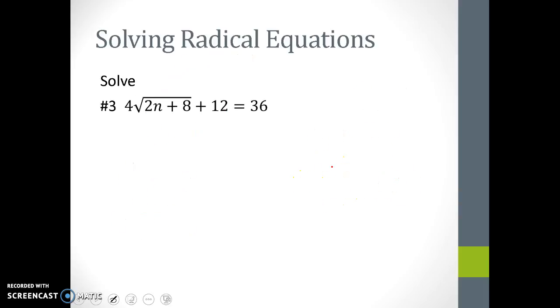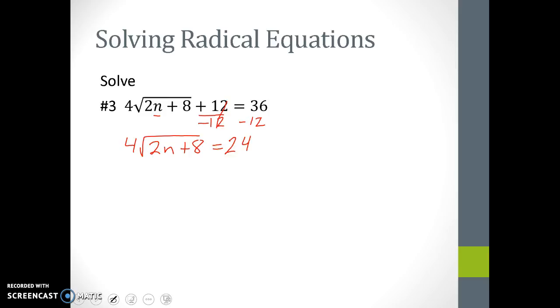Let's take a look at a few more that are a little bit more complicated. Just 2 more actually. Eventually we want to get the n by itself, but we have to work from the outside in, which means we're going to start by getting rid of adding 12. So I'm going to subtract 12 from both sides, and if I do that, I will have 4 times the square root of 2n plus 8, still in the radical sign. But if I subtract 12 here, it disappears, and if I subtract 12 here, it's now going to be equal to 24. So it's a little simpler at this point.